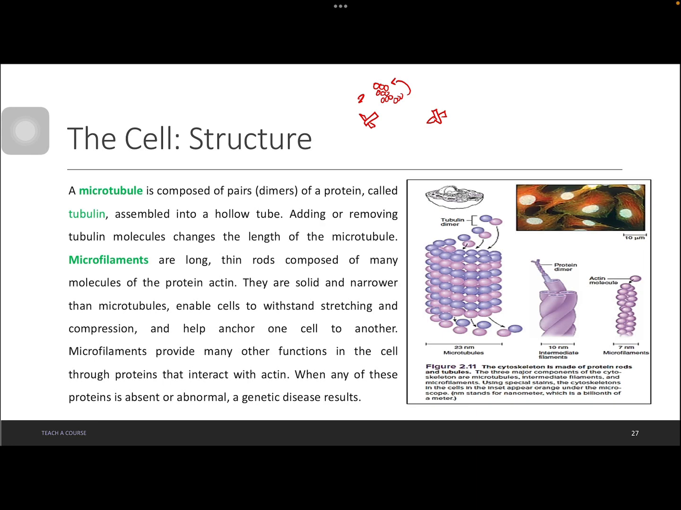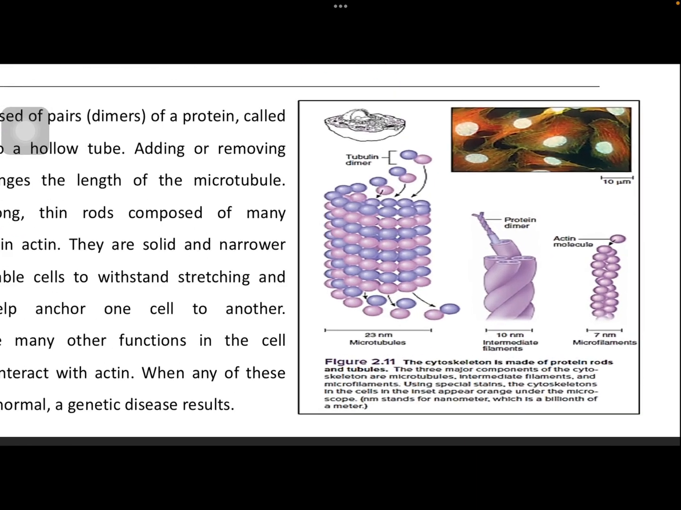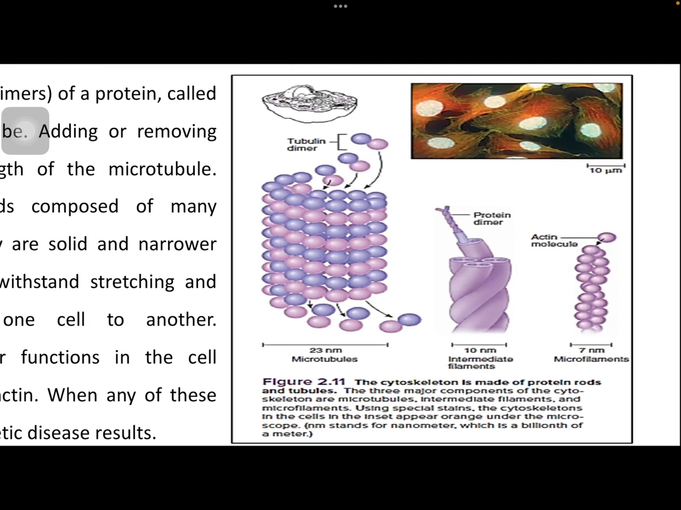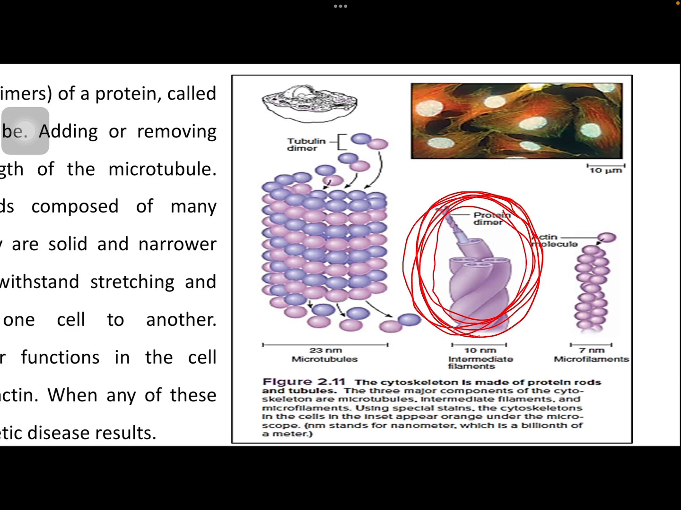Next is the intermediate filament. The intermediate filament is specific to our cell. It makes our cell stronger. It is for mechanical strength and cell shape.